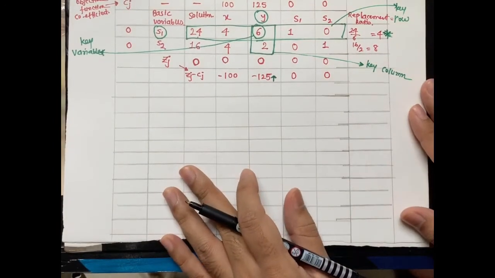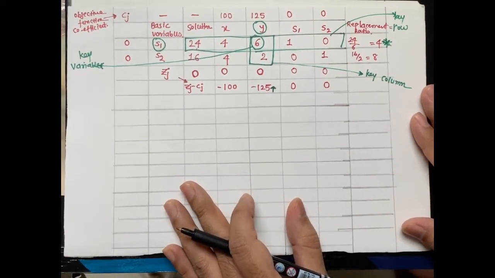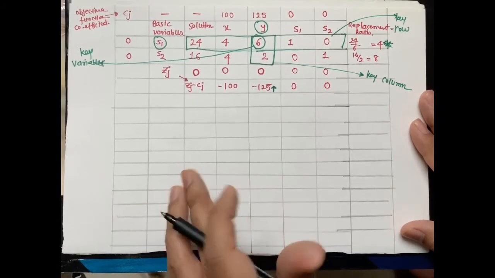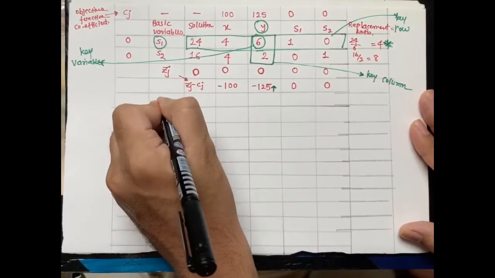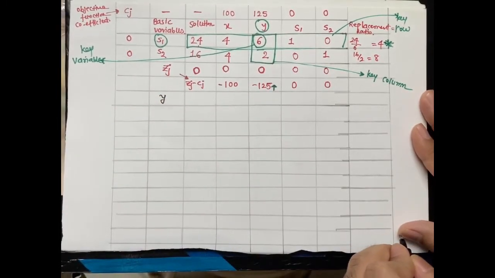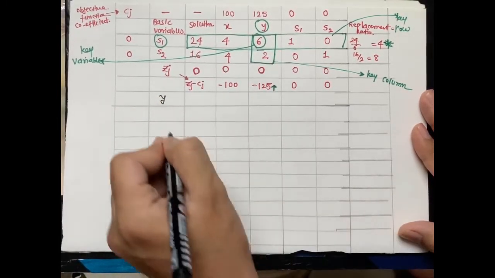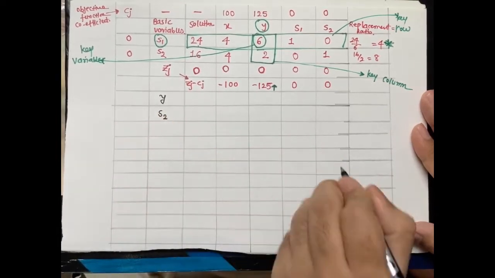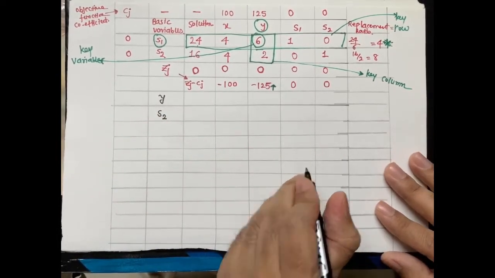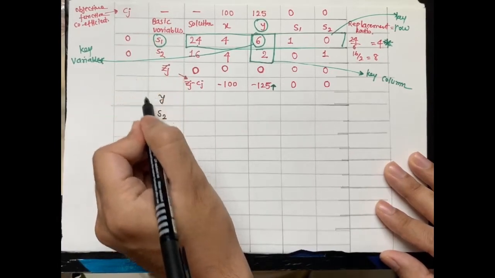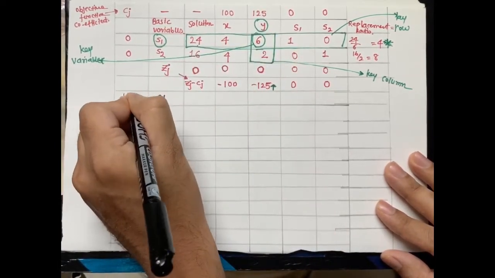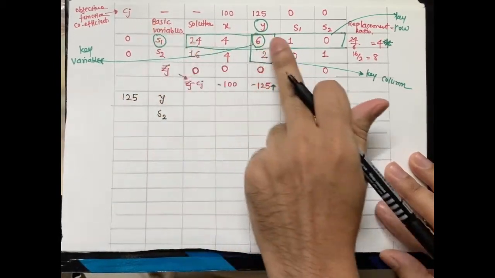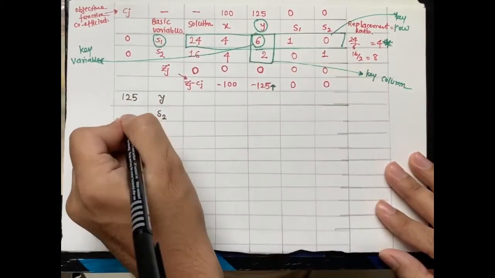So for the second iteration, what I'll do is replace this S1 with the Y. I have replaced the S1 by the Y. S2 I will keep as it is. What is the Cj value of Y? The Cj value of Y is 125. The Cj value for S2 is 0.